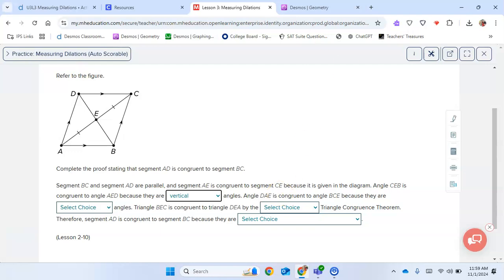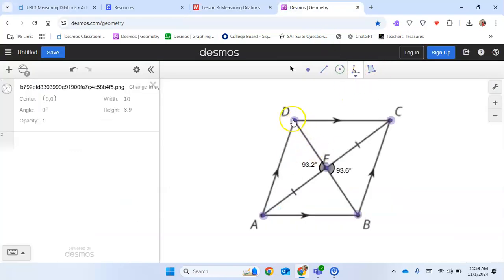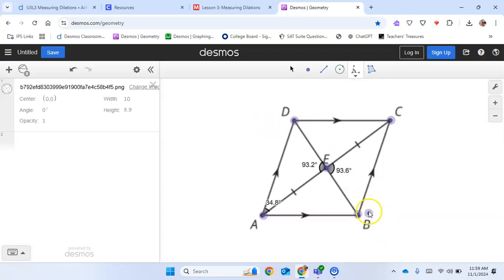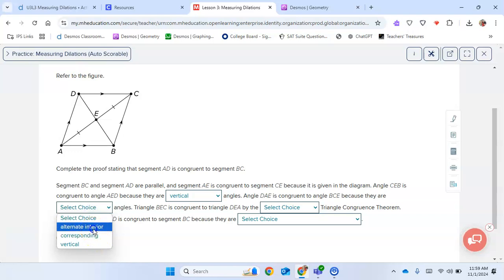Angle DAE is congruent to angle BCE. Those are alternate interior angles. They're on alternate sides of this line and on the inside of the parallel lines. Alternate interior angles. Triangle BEC is congruent to triangle DEA.